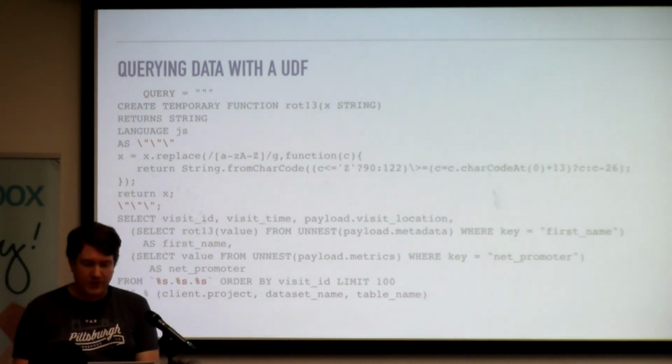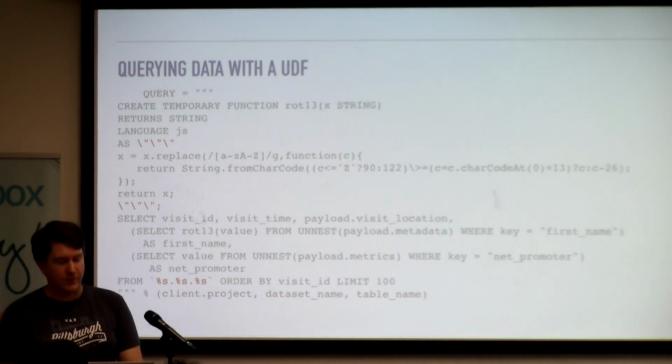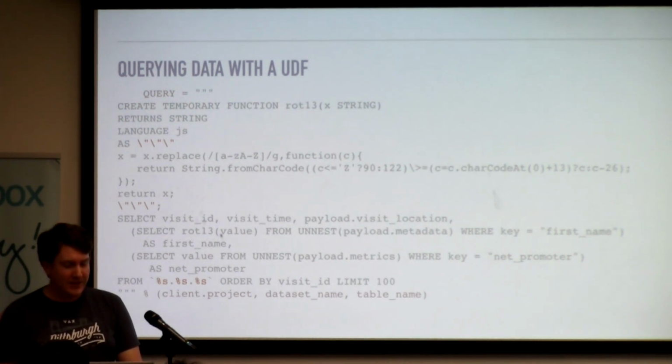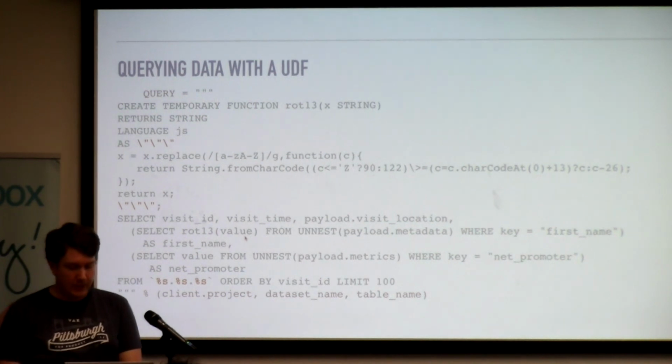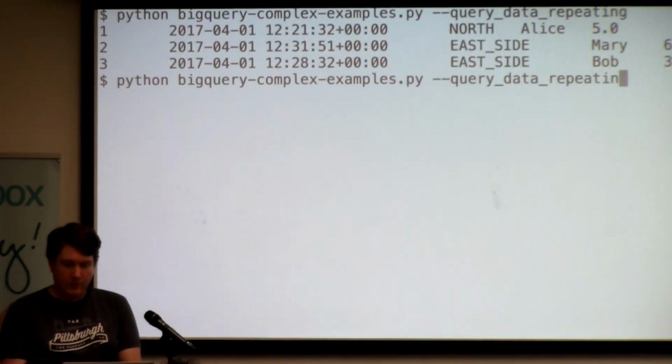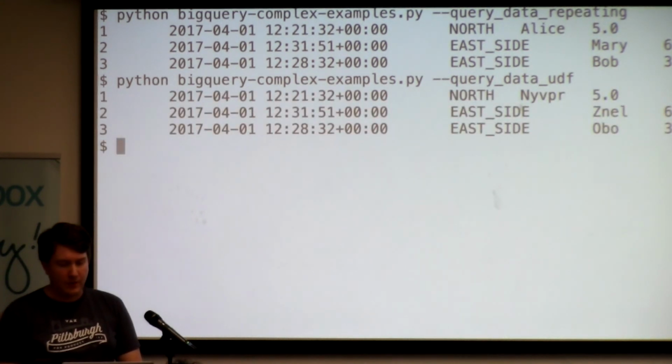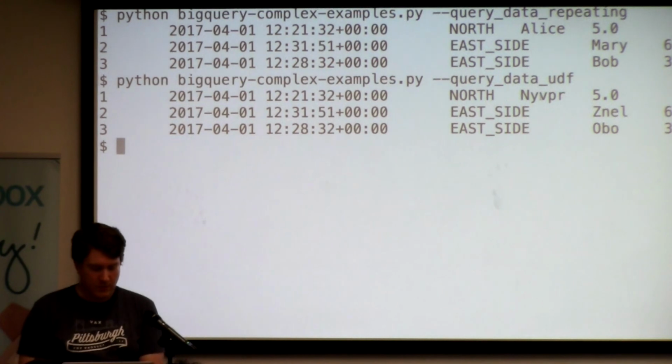This is not a JavaScript conference. I don't really know what that does. I copied it from Stack Overflow. But it rot13s. And you can see down here, we use that rot13 function on the value of first name. And then we run it again. So let's try with the UDF. Okay. And now we have incomprehensible names.